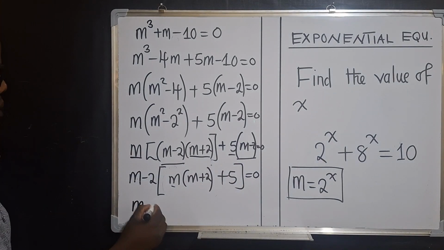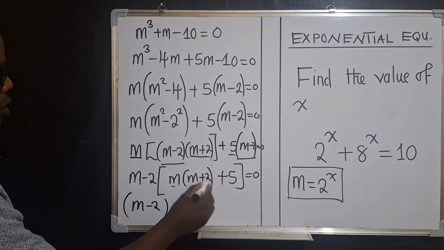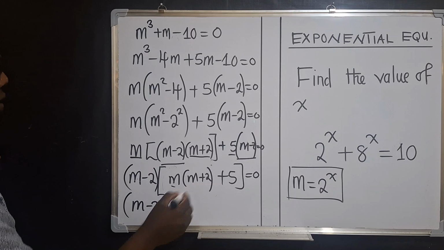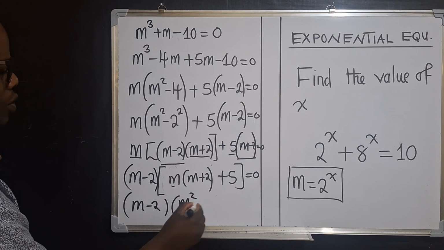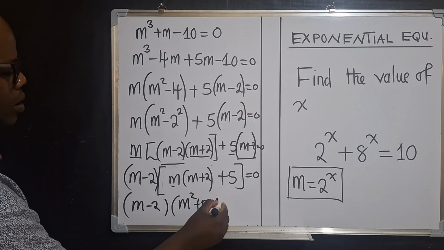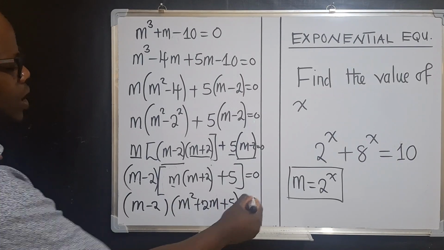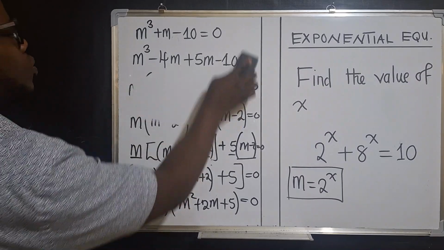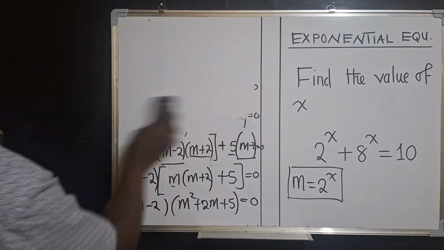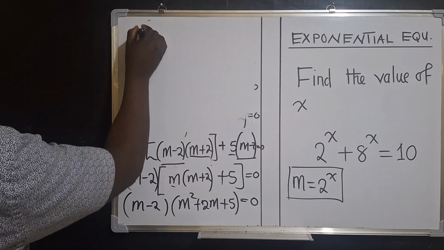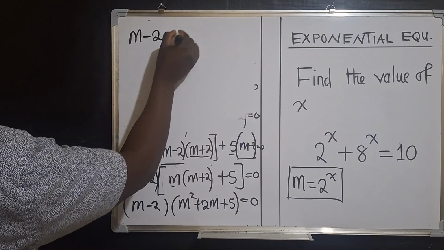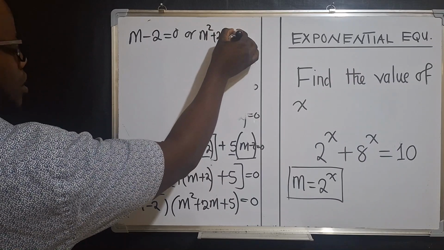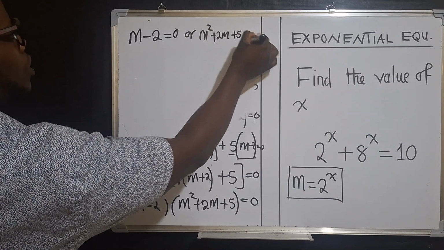So I've got m minus 2. We get rid of the brackets inside here. Actually here we're supposed to put the brackets. We shall have m power 2 plus 2m plus 5. We've got a quadratic equation. This is a quadratic equation. So now, from this stage, remember when dealing with the quadratic equation, there is a point where we say m minus 2 is equal to 0, or m power 2 plus 2m plus 5 is also equal to 0.